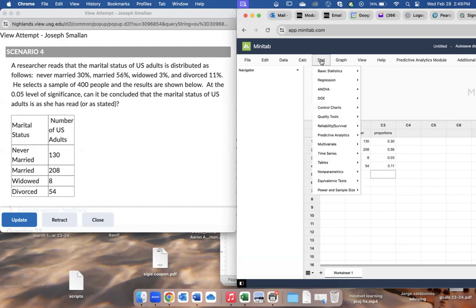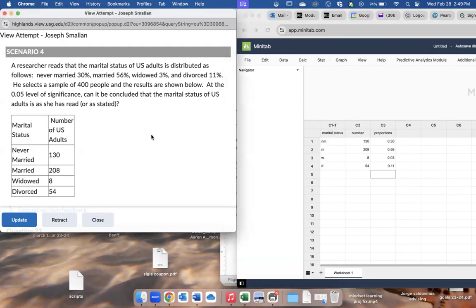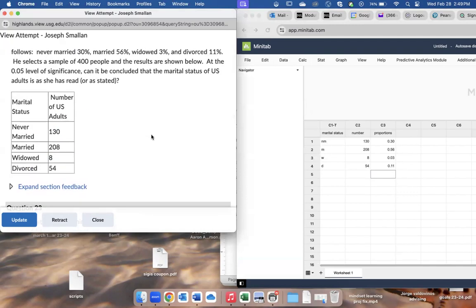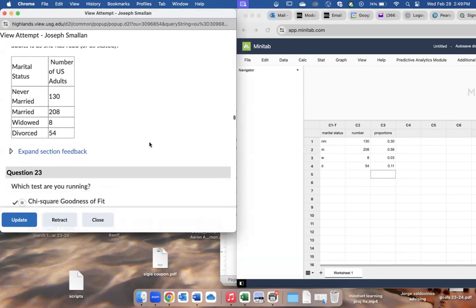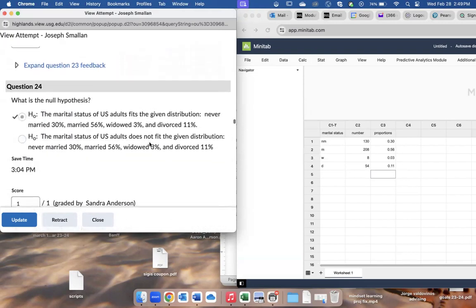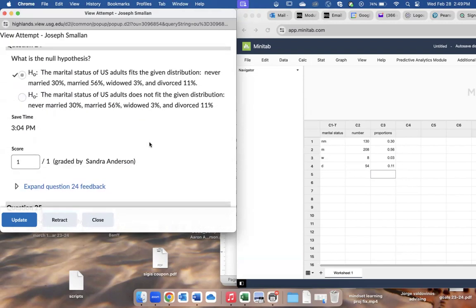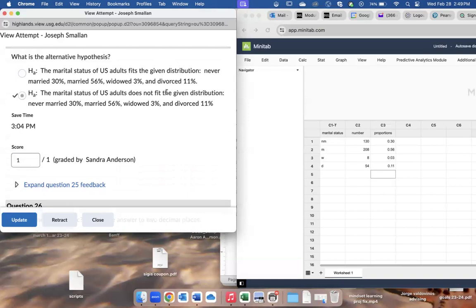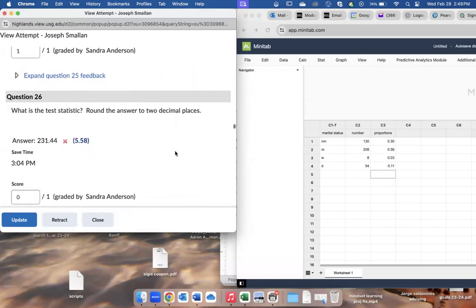Then you hit stat. We're doing a chi-square goodness of fit test. That's your question: what kind of test are you running? Because we're comparing different groups of things, seeing how well our data fits. The null hypothesis is that it fits. The alternate hypothesis would be that it doesn't fit this given distribution and proportions.